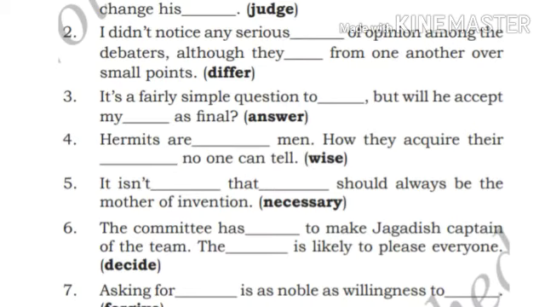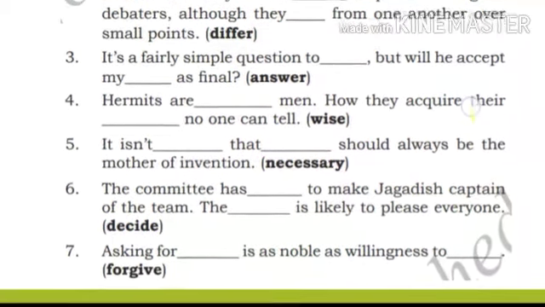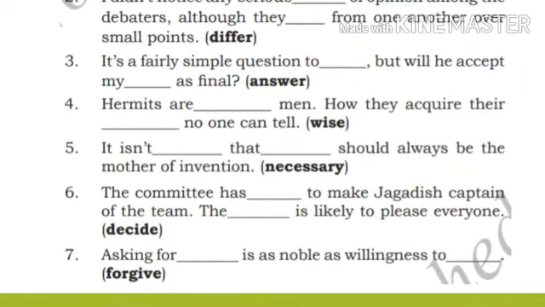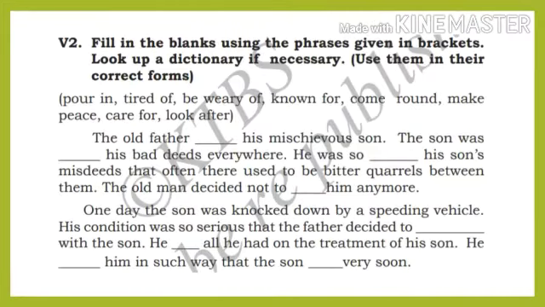Then there are the fifth, sixth and seventh. I think you can just go through and answer them. Words are given and you can fill in the blanks with the correct form of the words given in brackets. Okay, so the next one is the same. Fill in the blanks using the phrases given in brackets. Look up a dictionary if necessary, and use them in the correct forms.